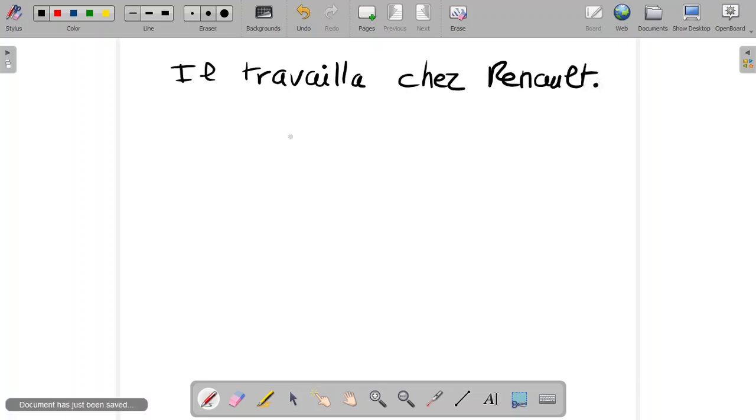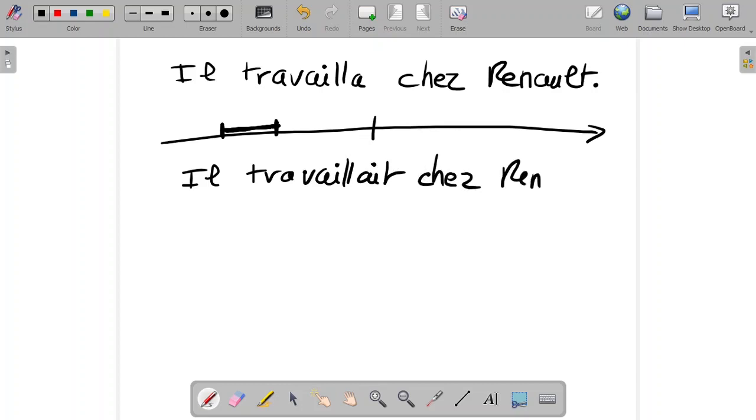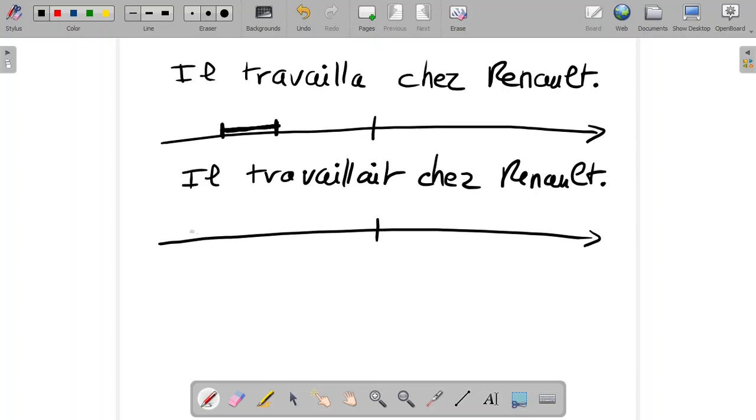Just like that. You can say that, but it implies on the timeline that that was not an ongoing period. There was a beginning and an end, even though it's not mentioned. It's implied, okay? Il travailla chez Renault, and now basically doesn't work there, but il travailla chez Renault from at some point. That's what it means. So if you say il travailla chez Renault, it means there was a beginning and an end. And if you just say il travaillait chez Renault, and I'm repeating myself, but it's kind of important, on the timeline it looks like this, okay? So it's kind of blurry. It's an ongoing period, but you don't know when it started and when it ended.